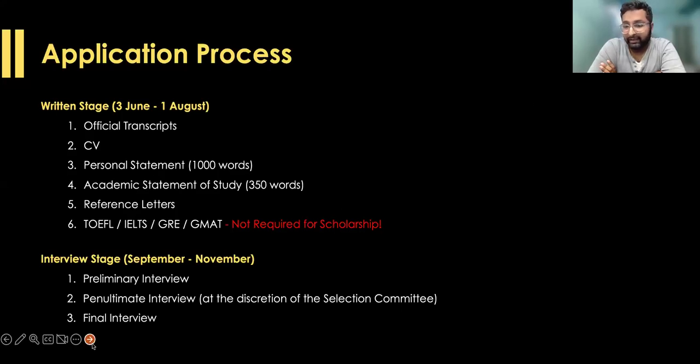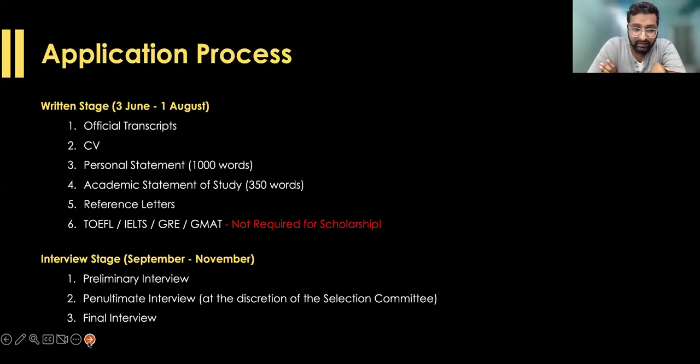And finally, depending on your course, you might have to show English eligibility by giving exams like TOEFL or IELTS. They're not required for the scholarship, but in case you are required to give them, now would be a good time to give them because the scholarship selection concludes in November, and with many of the deadlines being in early December or early January, it might be a bit of a rush at a later stage. So it might be a good idea to give them right now.